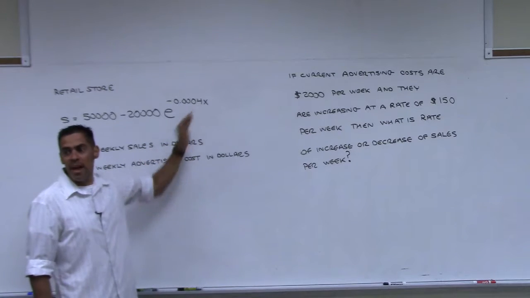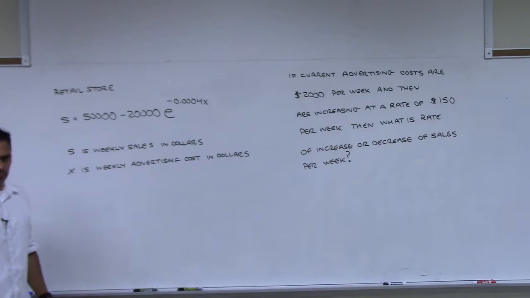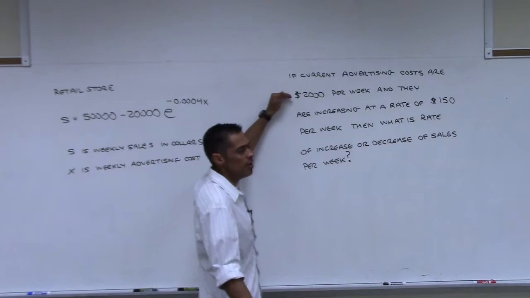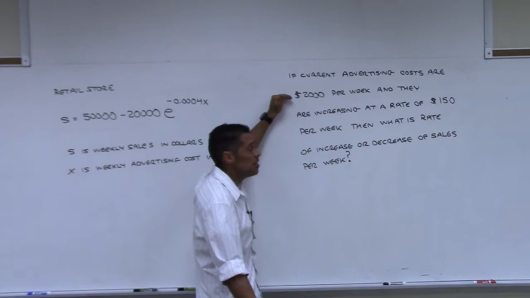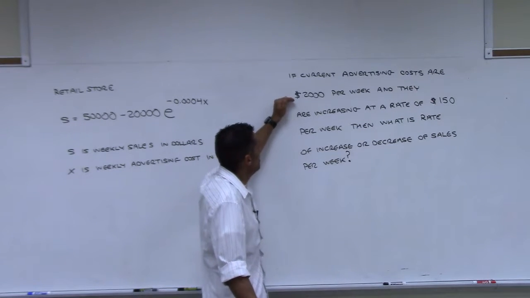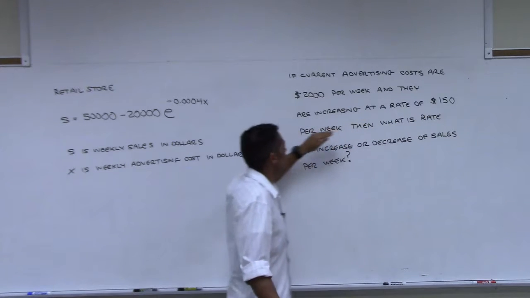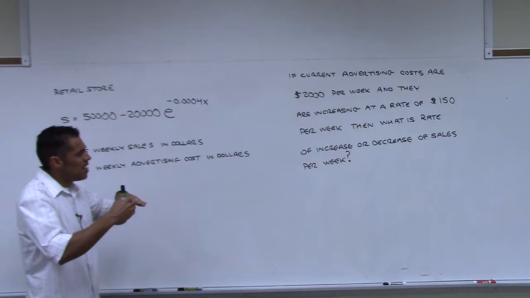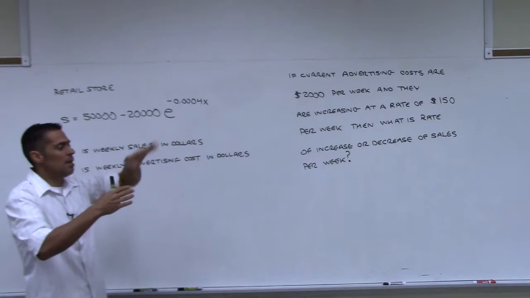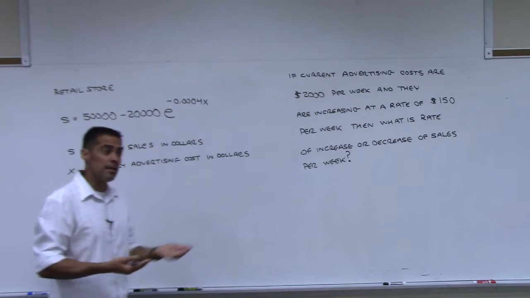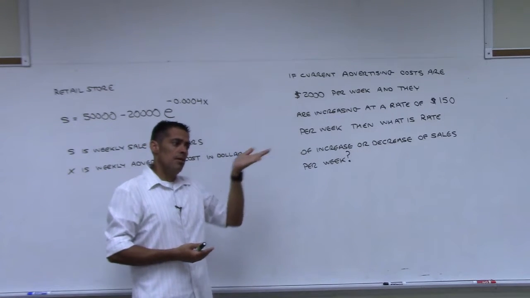X dollars on advertising. We are given that right now, in the current week, we're spending $2,000 on advertising. Those costs are increasing at a rate of $150 per week. So if the advertising costs are going up at $150 per week, what are my sales doing? Are they increasing or are they decreasing?